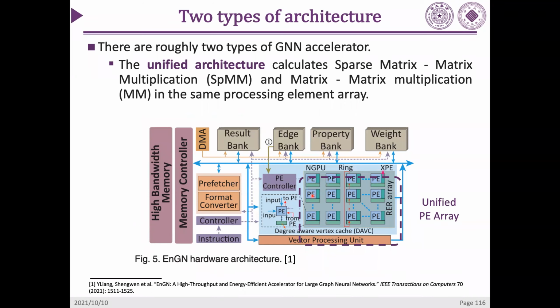The other one is the unified architecture represented by InGN. As shown in this figure, this architecture implements a unified PE array here, which can not only perform feature transformation, that is the matrix multiplication calculation, but also perform message aggregation, which can be considered as sparse SpMM, that is sparse matrix multiplication-like operations.